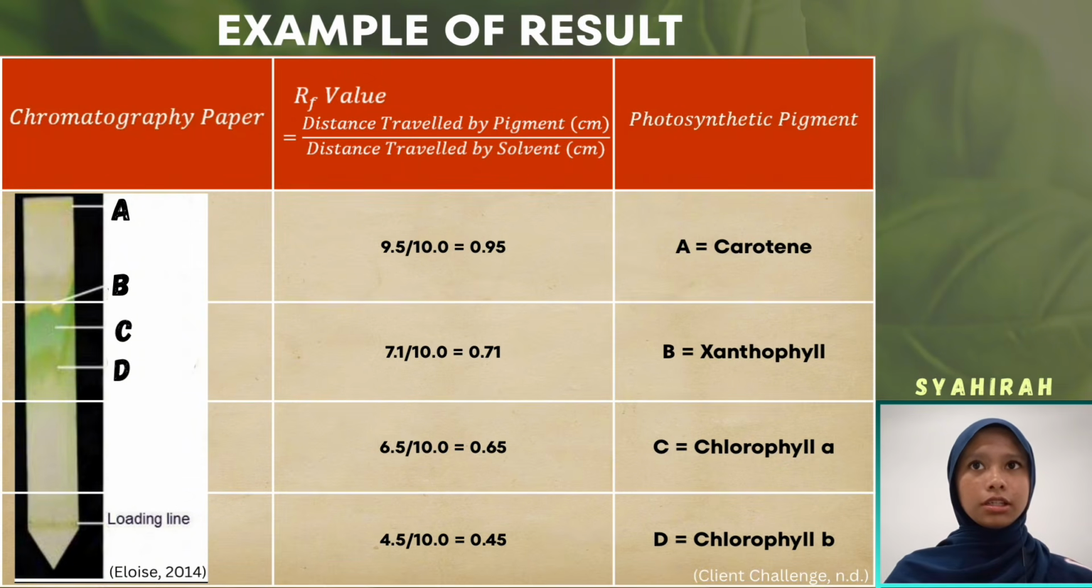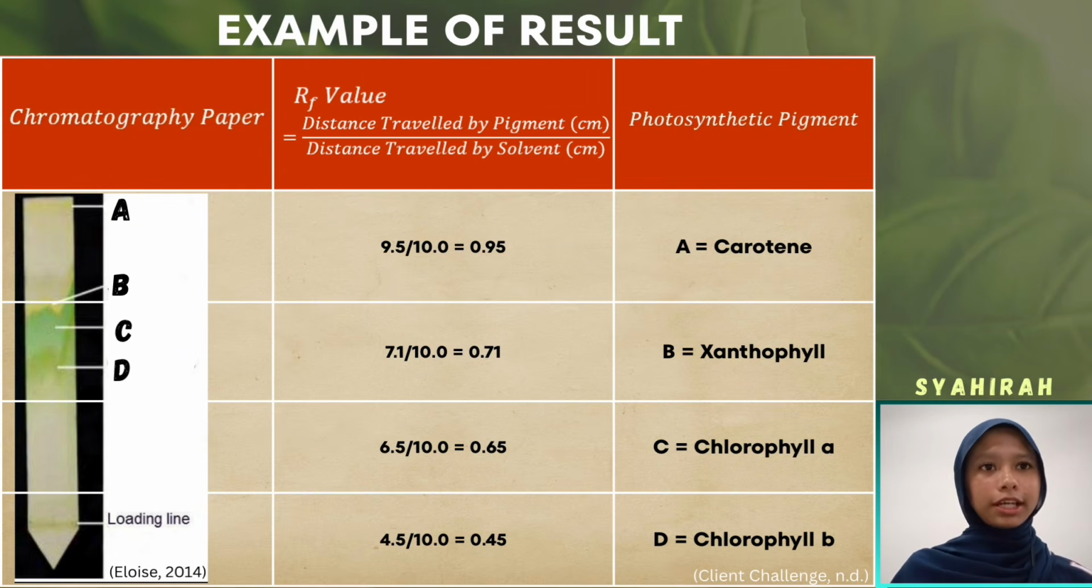Next, we have band C. The distance traveled by pigment, 6.5 cm, is divided by distance traveled by solvent, which is 10 cm. Then we have the RF value 0.65. The RF value matches the standard RF value of chlorophyll A. Therefore, band C is identified as chlorophyll A. And the last one is band D, with the distance traveled by pigment 4.5 cm divided by distance traveled by solvent, which is 10 cm, and we have the RF value 0.45. And the RF value matches the standard RF value of chlorophyll B. Therefore, band D is identified as chlorophyll B.